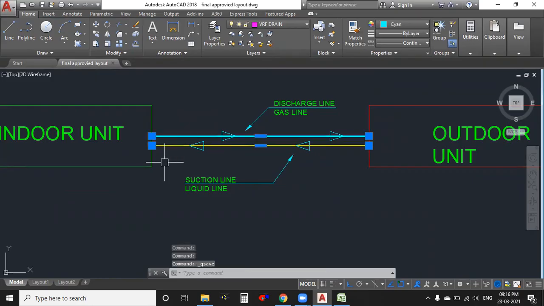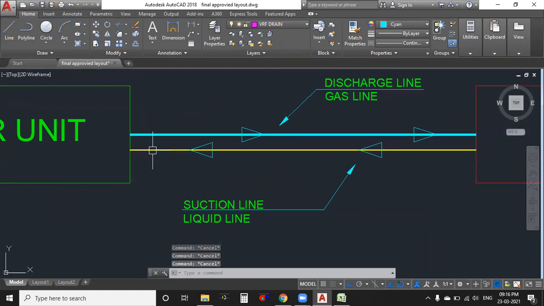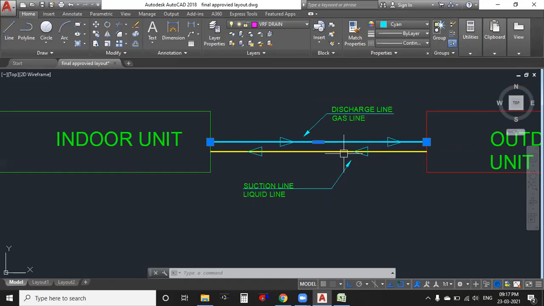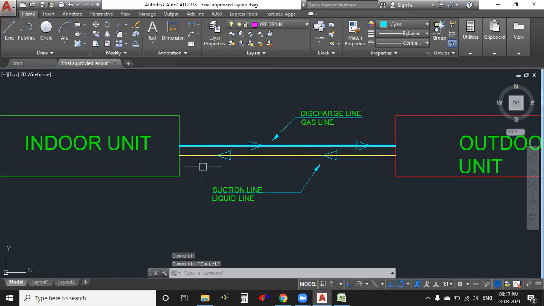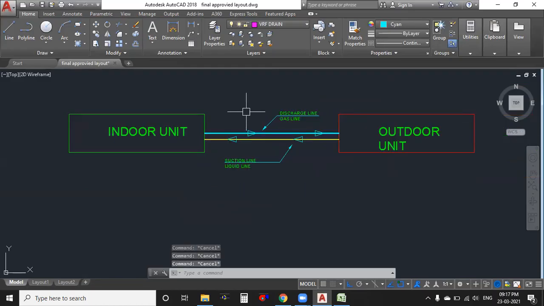For these two pipes, we are going to use copper pipes. The suction pipe will be the small pipe because inside it we have liquid, and the discharge pipe is the gas line. Inside that we have gas. So refrigerant comes from the indoor unit as a liquid, converts to a gas, and goes to the outdoor unit. Again, gas will form liquid, and liquid will go as a gas. So this is a recirculation process. This is the refrigerant flow in a refrigeration system.